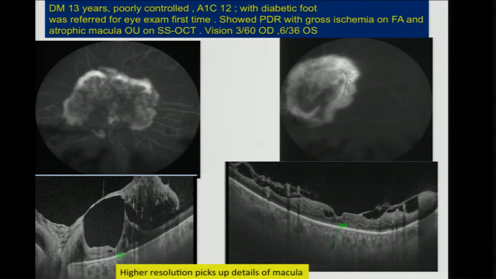This is a patient who came to me with 13 years of DM, very poorly controlled, A1C 12, with a diabetic foot.